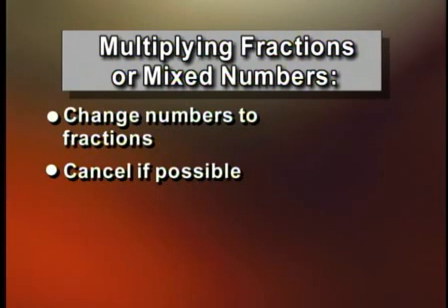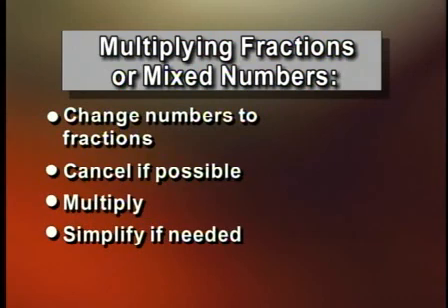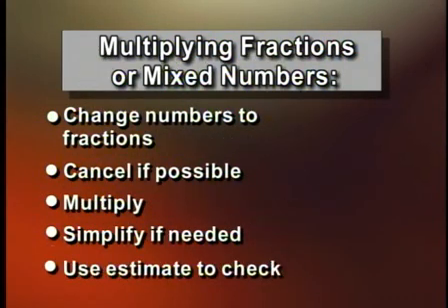You can cancel any numerator with any denominator in a multiplication problem, provided that there's a number that divides those two numbers. Third, multiply. Numerator times numerator, denominator times denominator. If there are three fractions, numerator times numerator times numerator, denominator times denominator times denominator. Okay? If you get an improper fraction, simplify. Obviously, if you get a proper fraction, that's fine. And then check using estimation to see that your answer is reasonable.